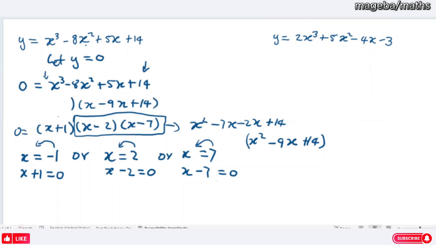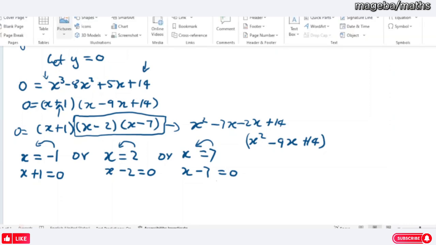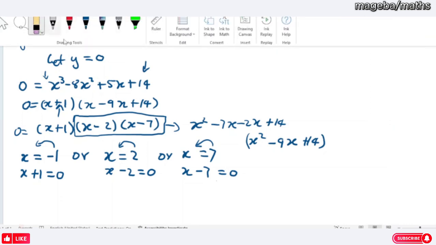And then now bring back this one here, which is going to be x plus 1, and then is equals to 0. Now from here, let me just cancel everything that is here.